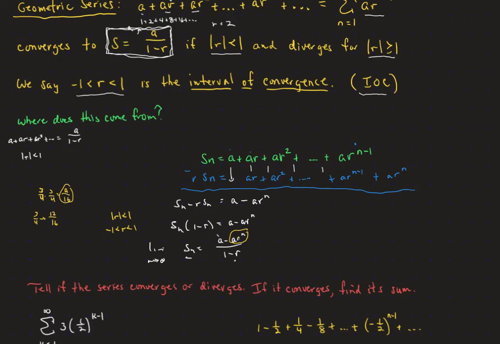It's 3/4 of the original 3/4. And you just keep doing that over and over again. That is going to go to 0. And what we're going to get is exactly our sum, a over 1 minus r.